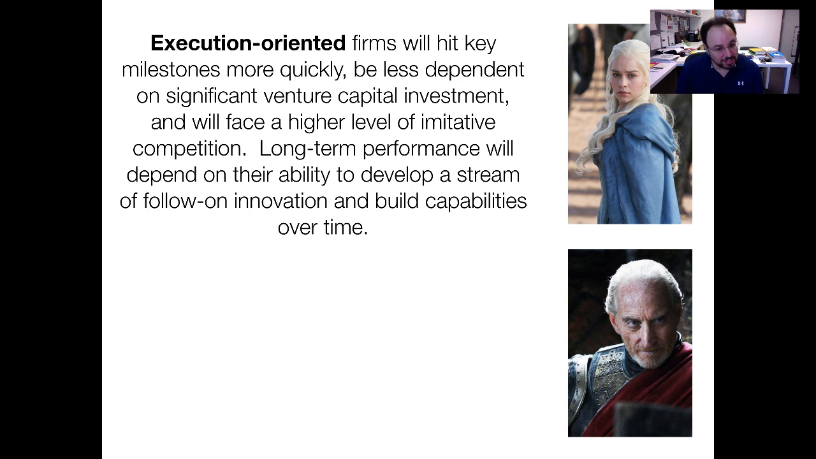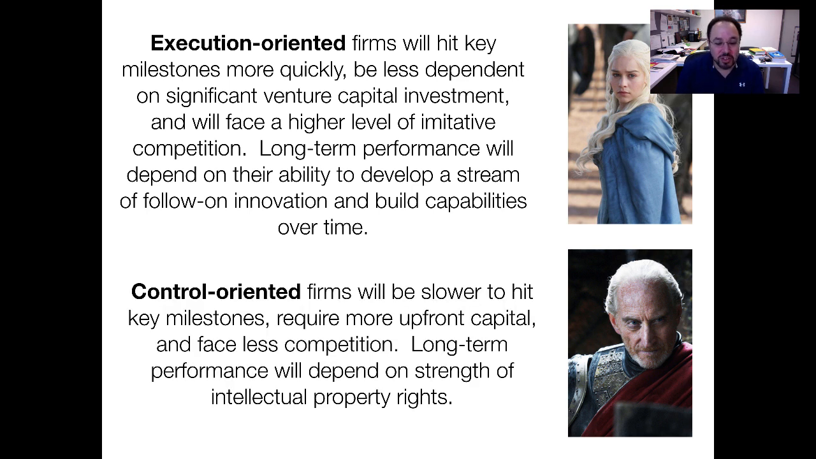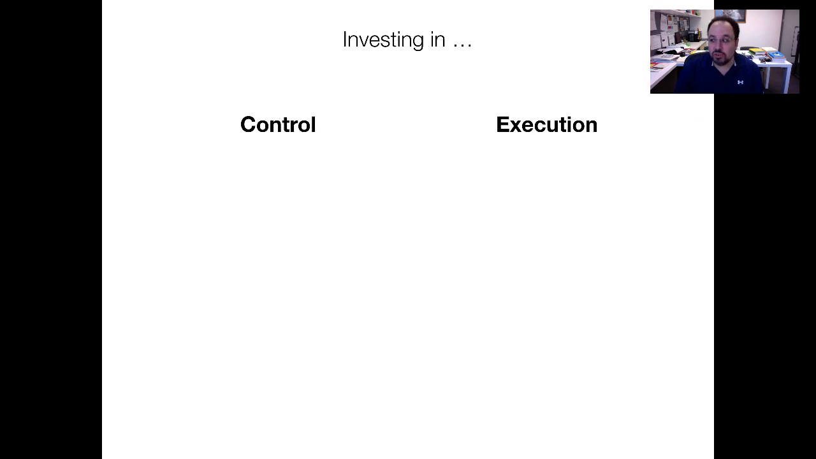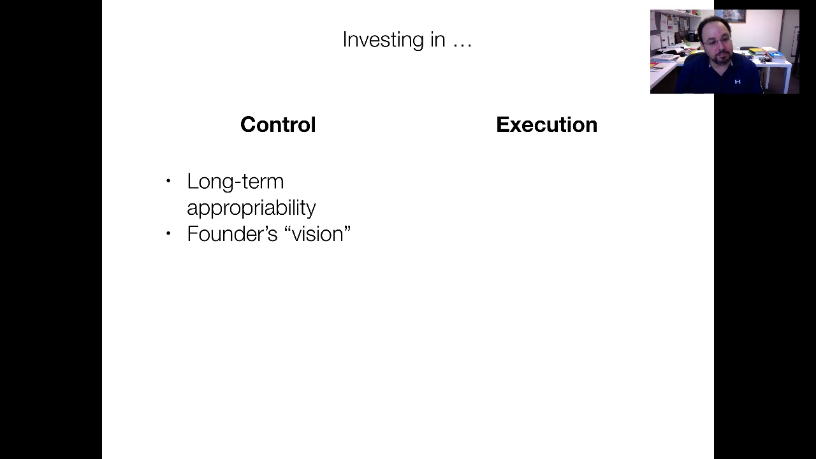Whereas control-oriented firms, well, they'll be slower to hit key milestones, will require much more upfront capital, and face less competition. The long-term performance will rest in the strength of their intellectual property or other protections they have. So investing into these two things is different. Control focuses on long-term appropriability.